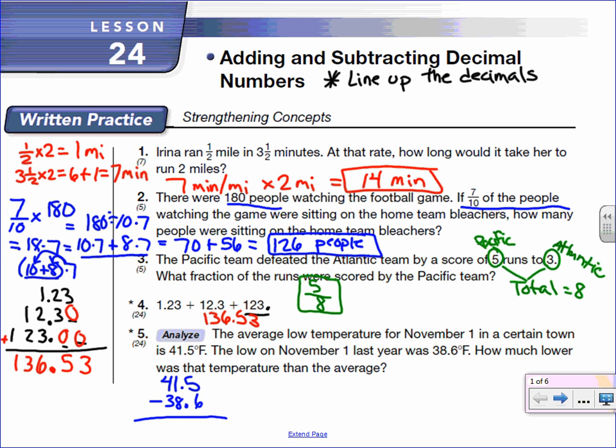And then once we bring the decimal point down, everything else is the same as if you were just subtracting regular numbers. So we borrow from the 1, that comes a 0, and that makes the 5 a 15. 15 minus 6 is 9. I can't do 0 minus 8, so I have to borrow from the 4, which becomes a 3, and then the 1 becomes a 10. And 10 minus 8 is 2. So 2.9 degrees Fahrenheit lower than the average.